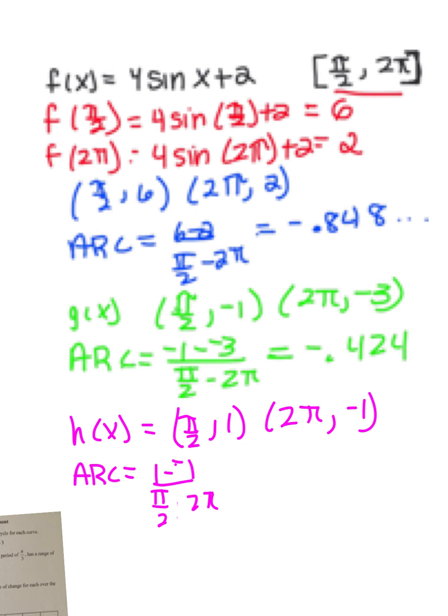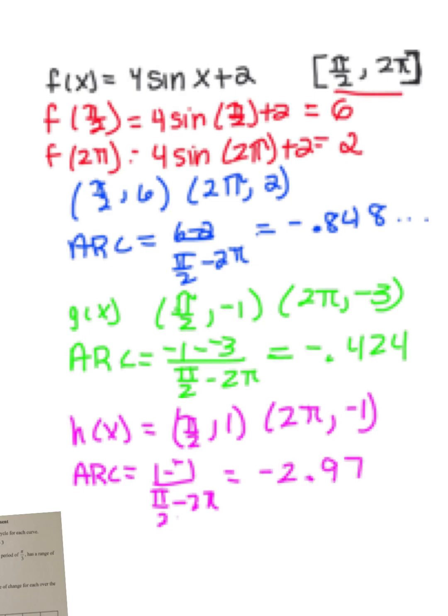Sorry, I just needed to fix that. I put a comma instead of a minus. Okay, so now back to your calculator. Alpha y equals, get the fraction, do 1 minus negative 1 over pi over 2 minus 2 pi. And I got negative 2.97.